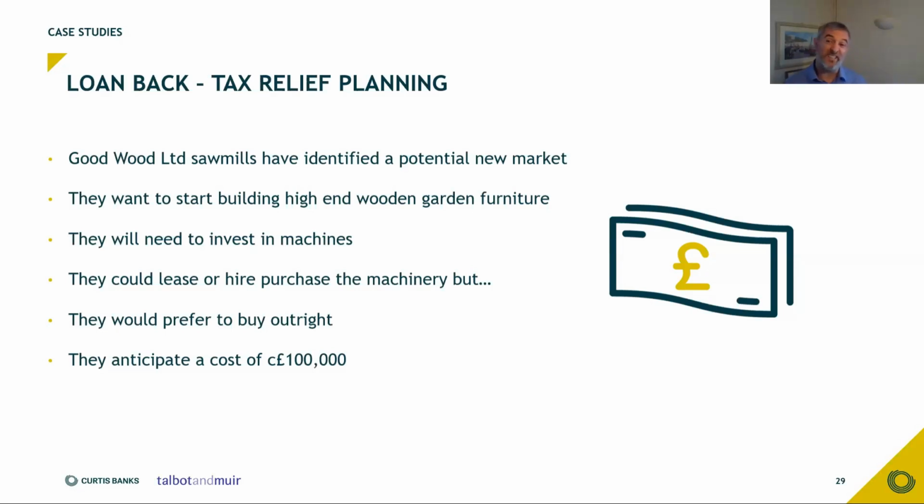They could hire or lease the machinery. They would rather not do that. They'd rather own the machinery as part of the business, as an asset of the business. They've got retained profits in the business, more than enough to buy the machinery. We'll assume, in my example, it's going to cost £100,000 to buy the machinery.